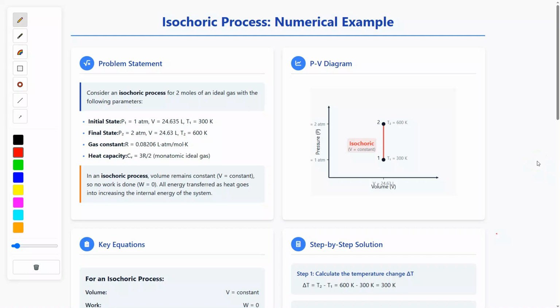Today I'll talk about isochoric process with numerical example. Here is the problem statement. Consider an isochoric process for 2 moles of an ideal gas with following parameter.